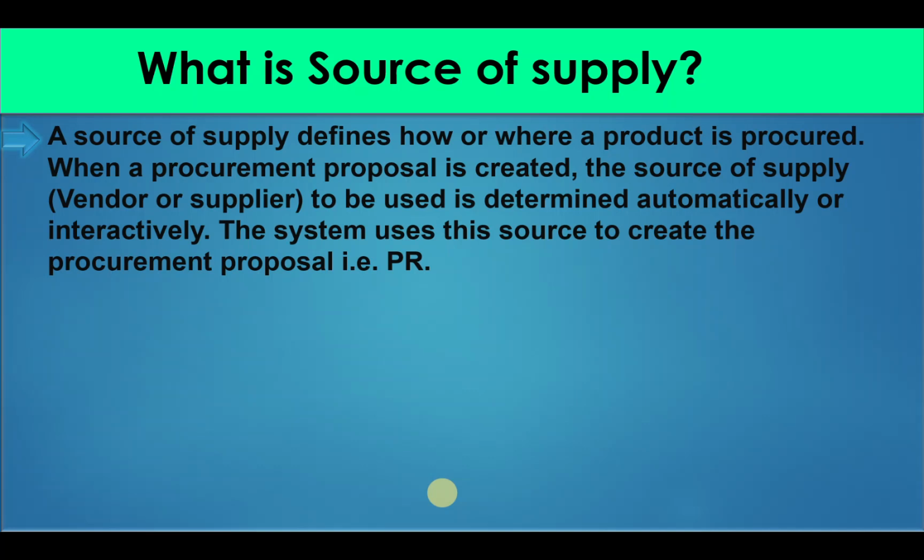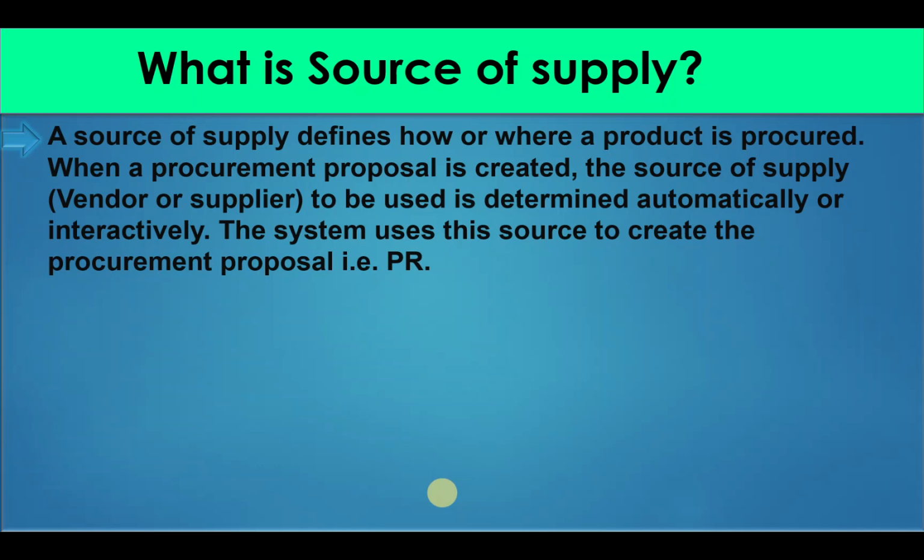So a source of supply defines how or where a product is procured when a procurement proposal, that is our purchase requisition, is created. The source of supply is nothing but our vendor or supplier to be used, determined automatically or interactively if we are creating the PR manually in ME51, or even though it is created through MRP without a vendor, we can assign that vendor in manual source assignment in ME56. The system uses this source to create the procurement proposal, that is the PR.